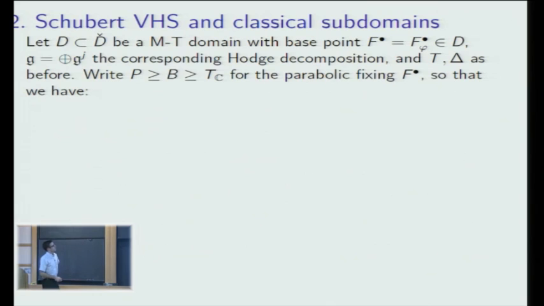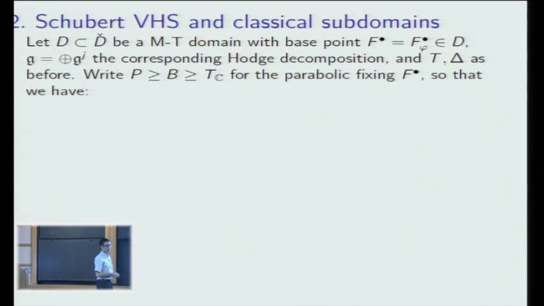Okay, so let me recall the result of Colleen about Schubert variations of Hodge structure in classical subdomains to get to why we started this project and what the motivation was, or what the first questions were. So I start with the Mumford-Tate domain. F dot is going to be a base point. F dot is the Hodge filtration corresponding to the Hodge structure phi. And then I take the corresponding Hodge decomposition, T delta, all that stuff as before.